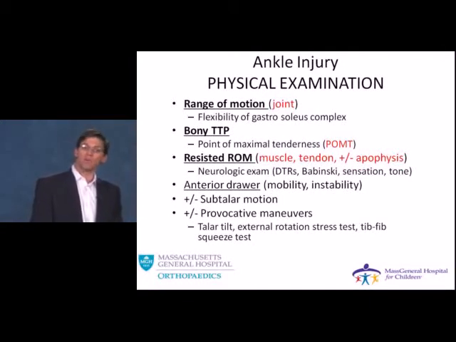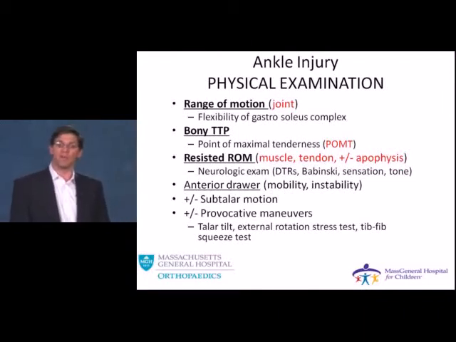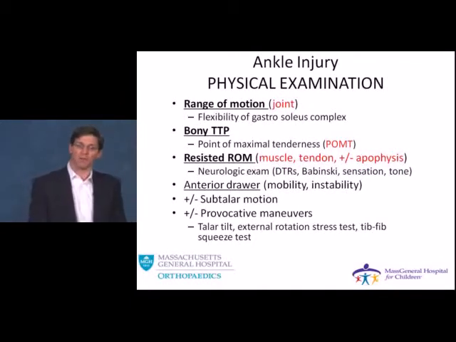And then back to where we started out before, bony tenderness to palpation. Where is the point of maximal tenderness? And then when coming to anatomy, knowing exactly where the physes and the apophyses are about the ankle. Resisted range of motion, to clump this and think about what you are testing, you're essentially testing the muscle, tendon, and its insertion on the apophysis. You are not allowing joint range of motion, but putting force through that unit.